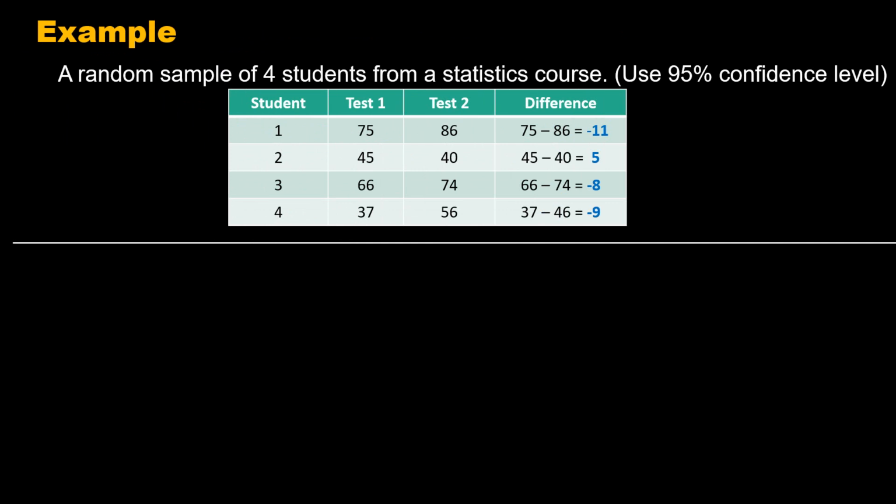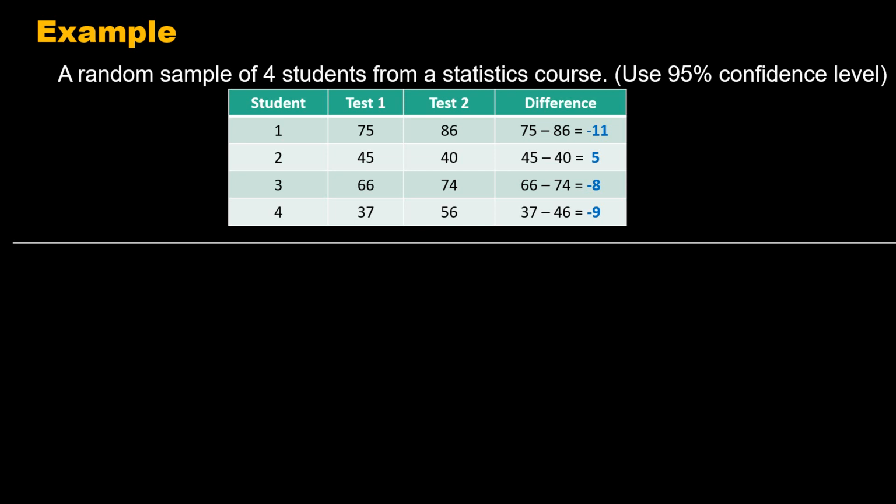First, test 1 and test 2. How do we find the confidence interval for this data set? Use a 95% confidence level. Yes, we have test 1 and test 2. As I explained before, we use the differences. Here we use test 1 minus test 2. So the differences are negative 11, 5, negative 8, negative 9.